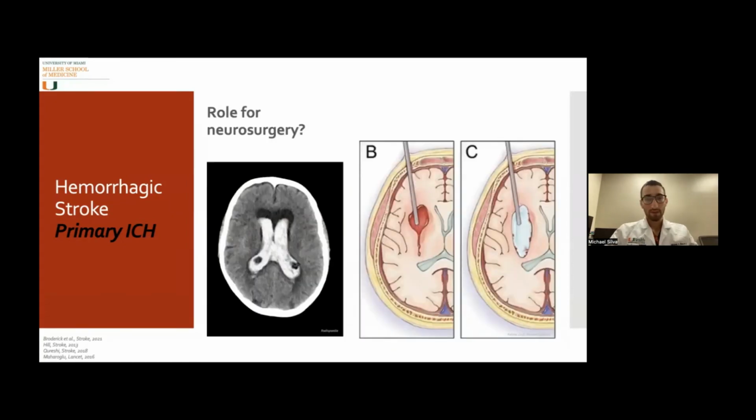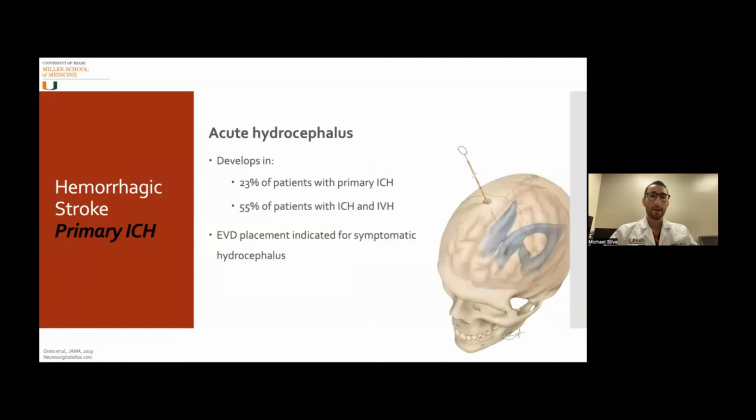So now to what matters for this audience: what's the role for neurosurgery in these patients? We know that medical management is the mainstay of treatment, but there's definitely a role for neurosurgery. So let's look at that for a second.